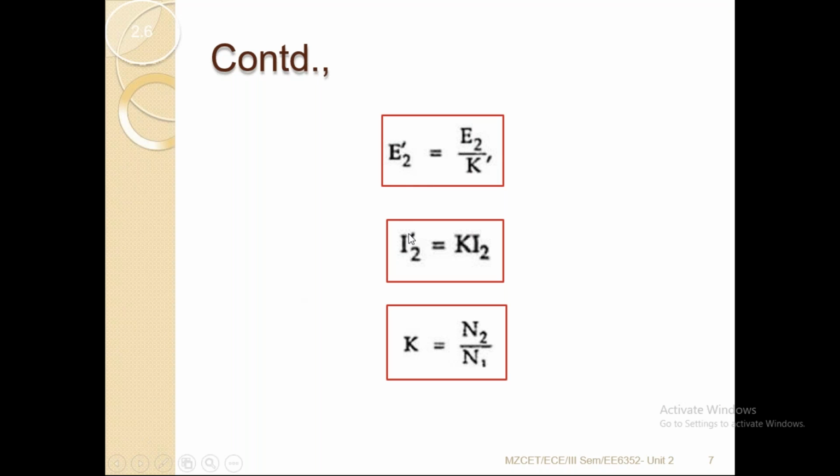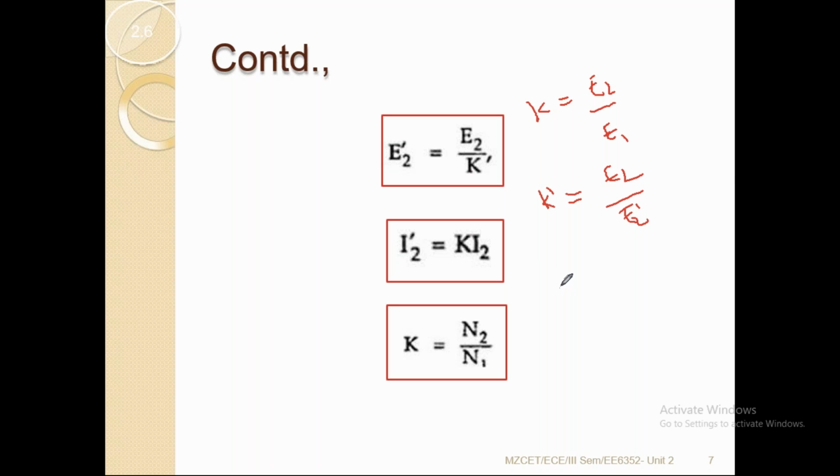Now we'll see this. See here, right? In this case, the relation between the voltage, that is the induced EMF, the current and the number of turns, you can represent like this. So what is the equation here? Generally, K is equal to E2 by E1, right? Now while transferring, you can represent K dash. K dash is equal to E2 divided by E2 dash. So this is the equation when the secondary is shifted to the primary.